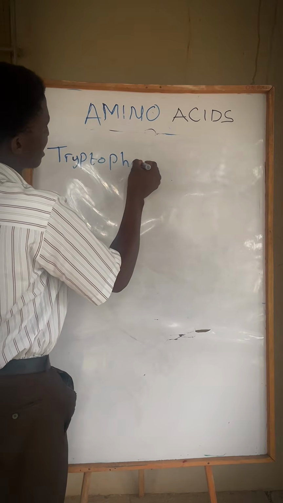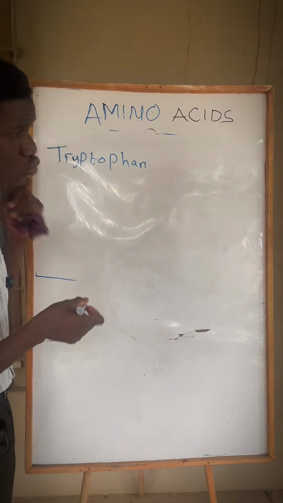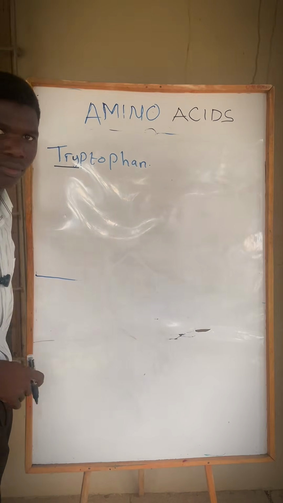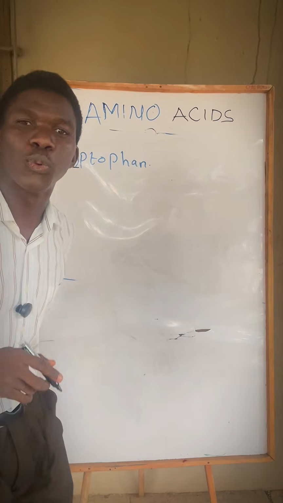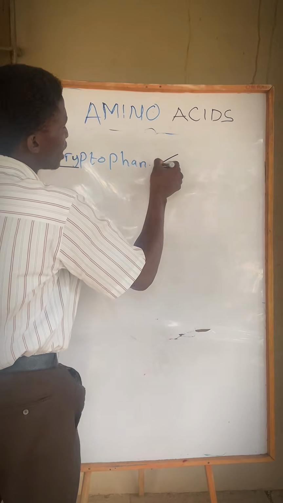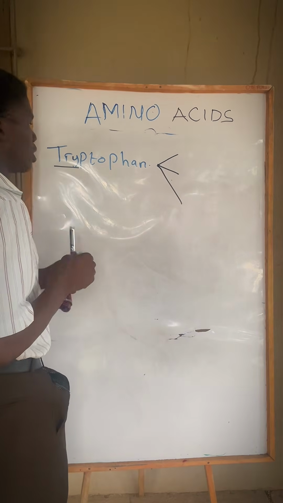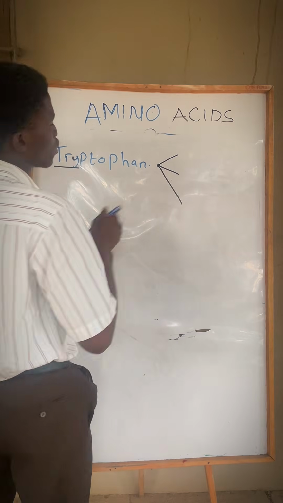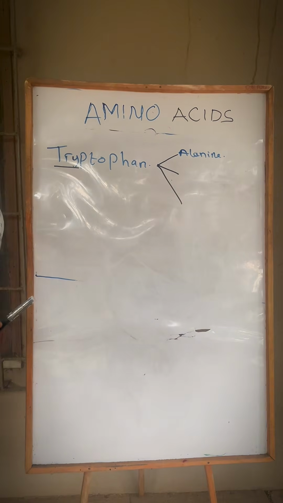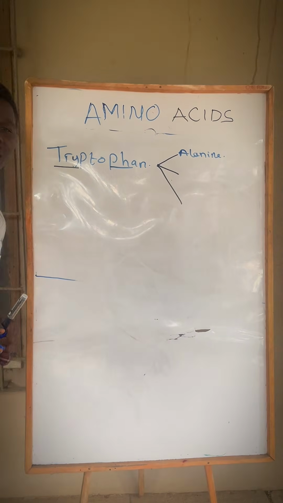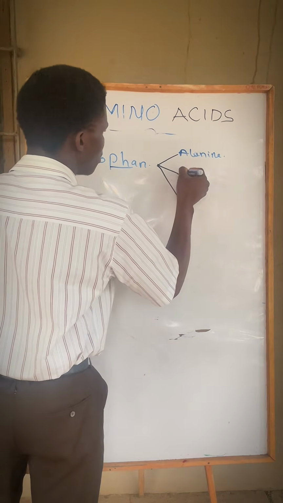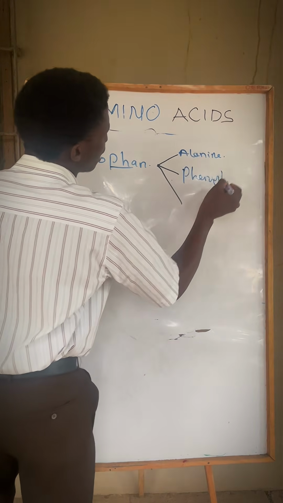Tryptophan. Now this guy is actually telling us something. This trip here is telling us that we have 3 things in the structure. And one of the 3 things is our alanine. Out of the 3 things, the first one is your alanine. Okay. Now what is the next one? This pH here is telling you that we have a phenyl. Do you understand? It's telling us that, okay, we also have a phenyl.